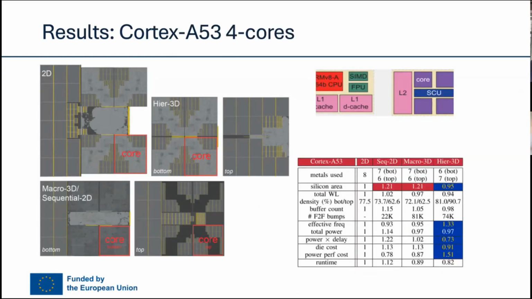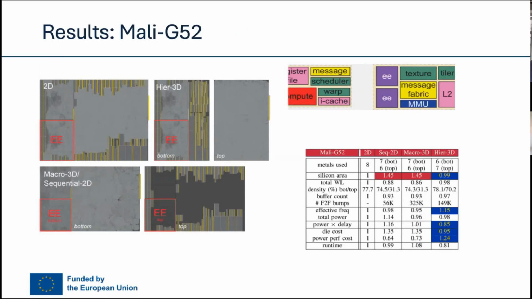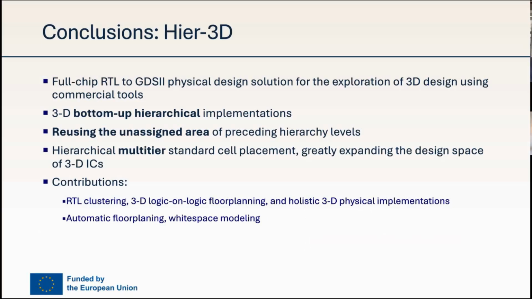We have repeated experiments with Cortex, where we have 4 cores with an L2, and again, you can observe the same results. We can also analyze a GPU like the Mali G52, again, 2 different cores, logic in the bottom and the top, and the results are the same. By using this hierarchical methodology, we can get huge improvement.